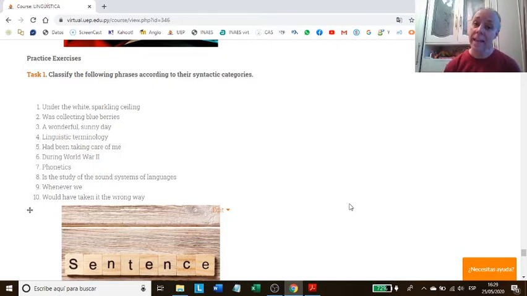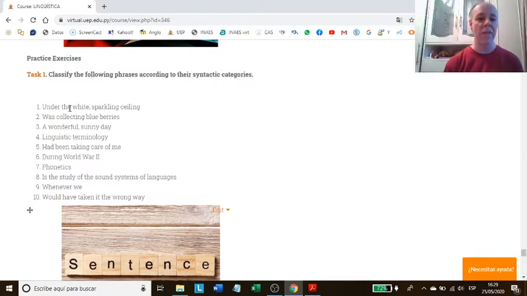Before we start today's class, which has to do with semantics, we're going to go over the syntax class. I gave you two different exercises and I would like to go over the answers. So come with me and let's check together. Here you see task one, it says classify the following phrases according to the syntactic categories, okay?